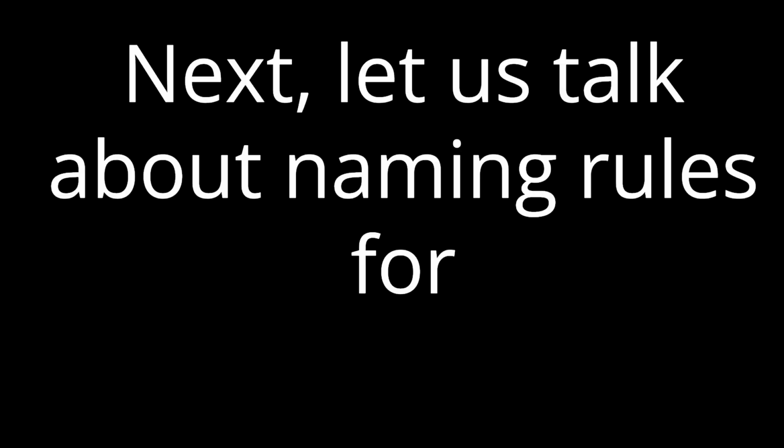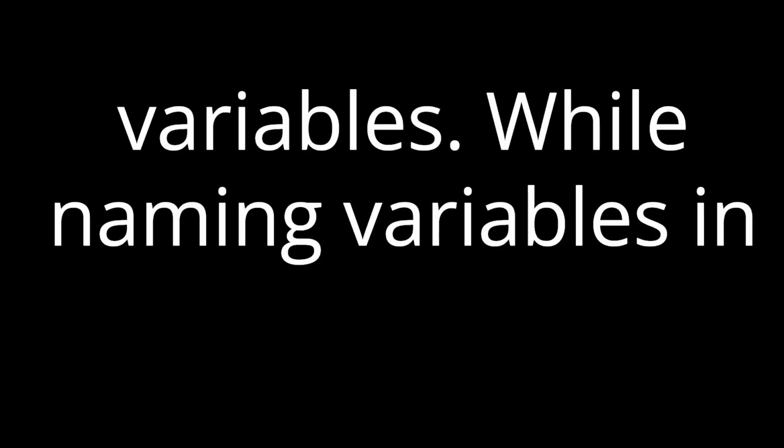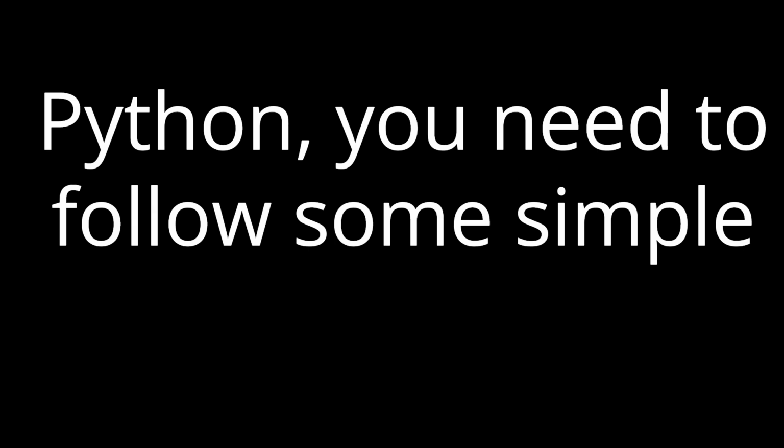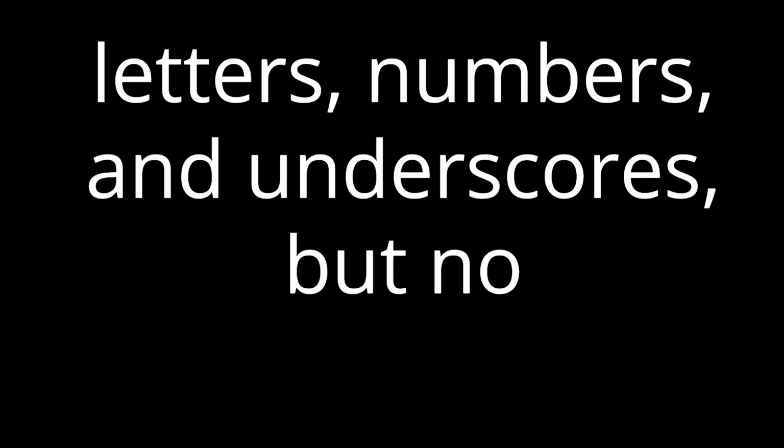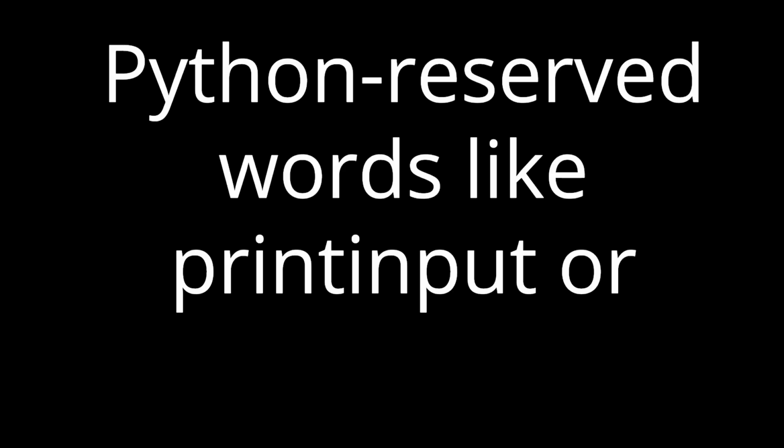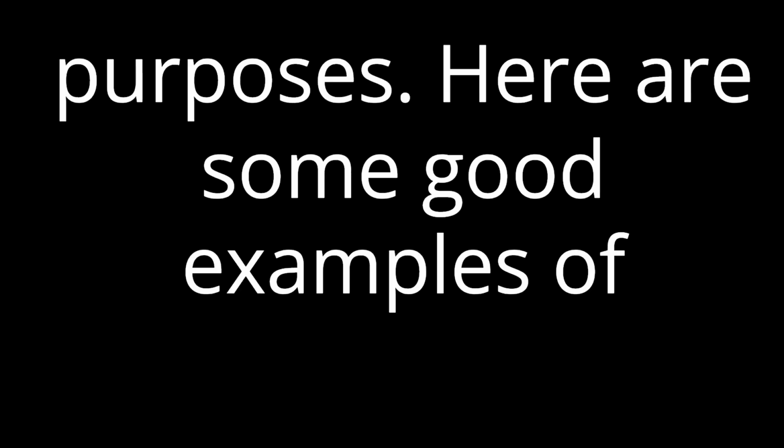Next, let us talk about naming rules for variables. While naming variables in Python, you need to follow some simple rules. The variable name must start with a letter or an underscore. It cannot start with a number. The name can contain letters, numbers, and underscores, but no special symbols like percentage or ampersand. Also avoid using Python reserved words like print, input, or for as variable names, because they are already used by the language for specific purposes.